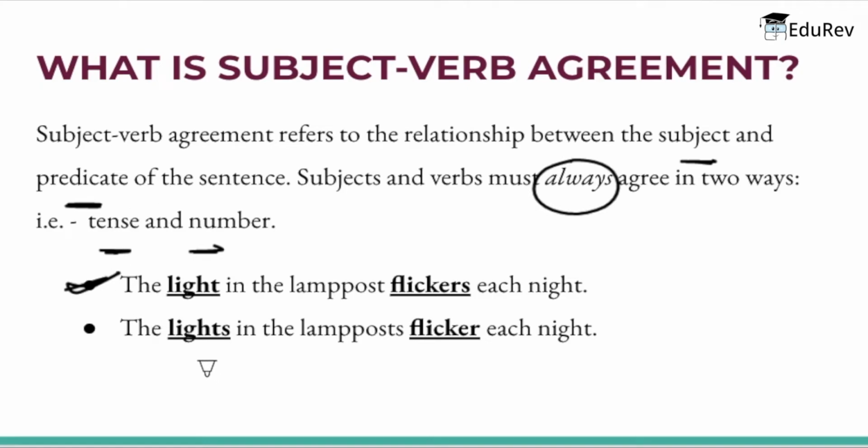For example, the lights in the lamppost flicker each night. Now in this sentence, since the subject is now plural, the S has to be removed from the verb in order to have a subject and verb agreement. Now let's quickly take a glance at a few rules which will be handy at times of solving questions.